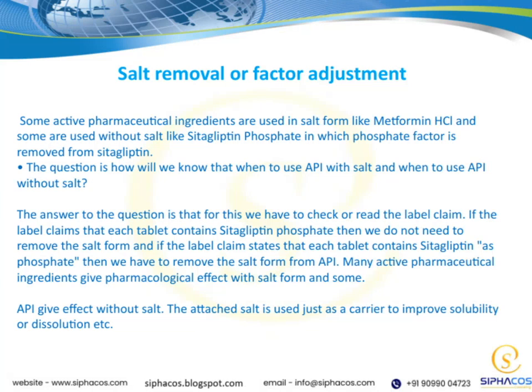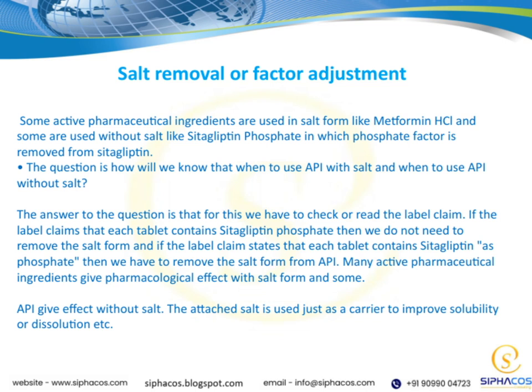Let's talk about salt removal or factor adjustment. Some active pharmaceutical ingredients like metformin HCl are used in salt form, while others, such as sitagliptin phosphate, are used without the salt, meaning we remove the phosphate factor from sitagliptin. So the key question here is, how do we know when to use an API in salt form and when to use it without the salt? The answer lies in reading the label claim carefully.